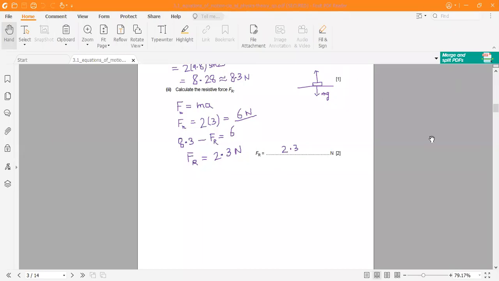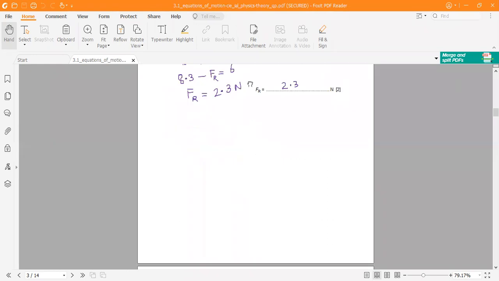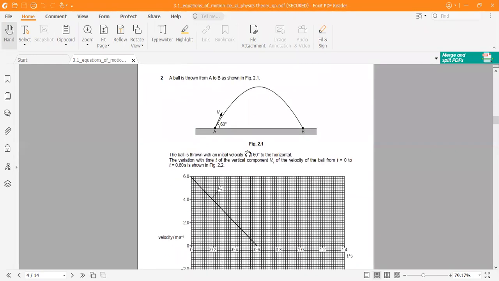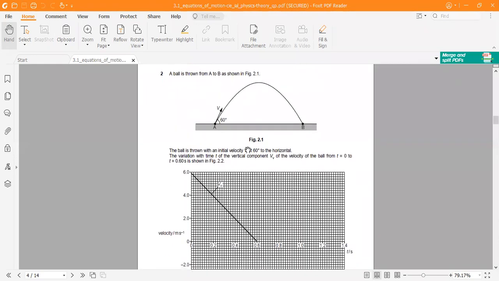Okay, so this is where we ended our lecture yesterday, and from here we'll continue now. Let's see the next question. This is the second question of this PDF, and let's look at this. So this is this shape. It's like a ball is thrown in this direction, and this is how it moves.